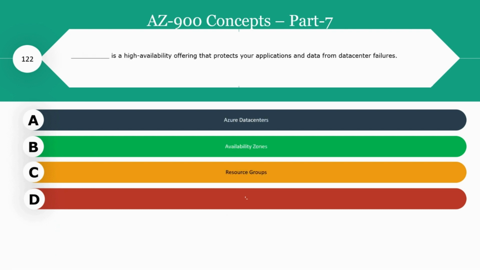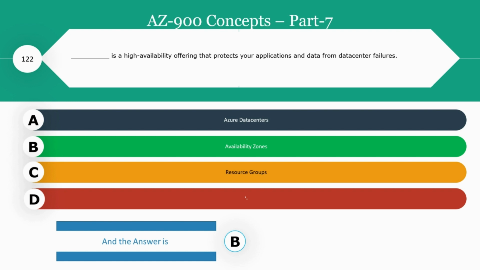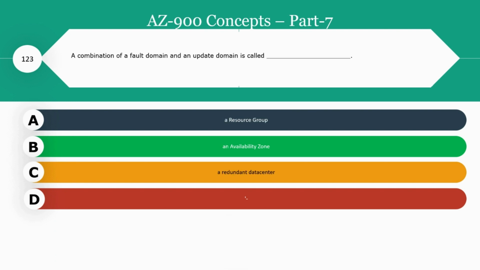Next question: Dash is a high availability offering that protects your application and data from data center failures. The options are A Azure data centers, option B availability zone, option C resource groups. The right answer for this question is option B. As mentioned earlier, data centers form the availability zone. If one data center fails, the other will take over, and so option B will be the correct answer.